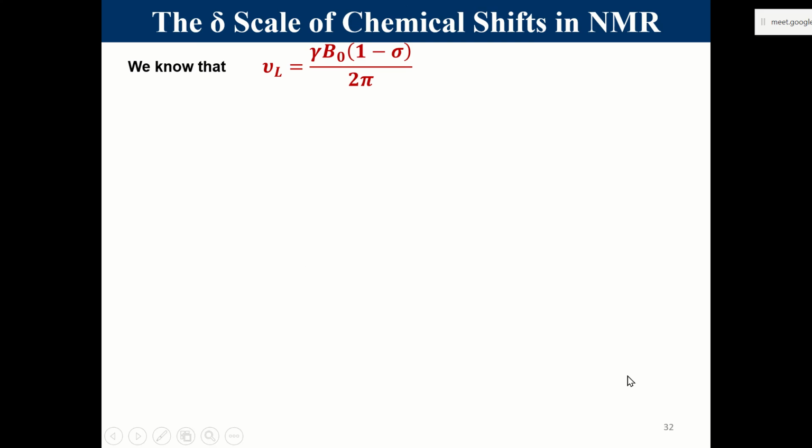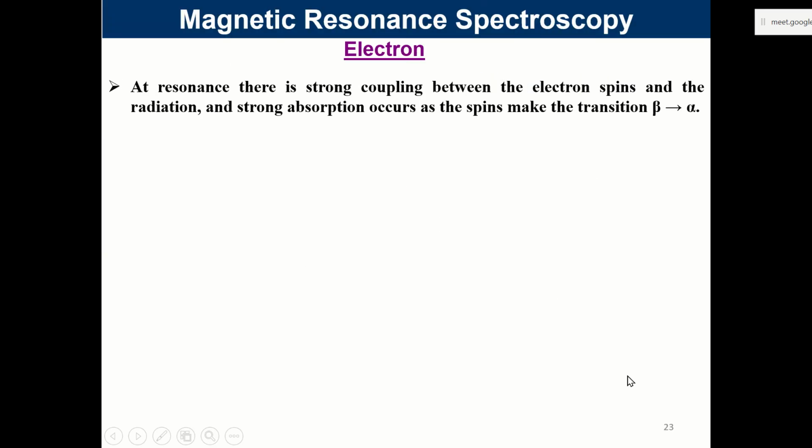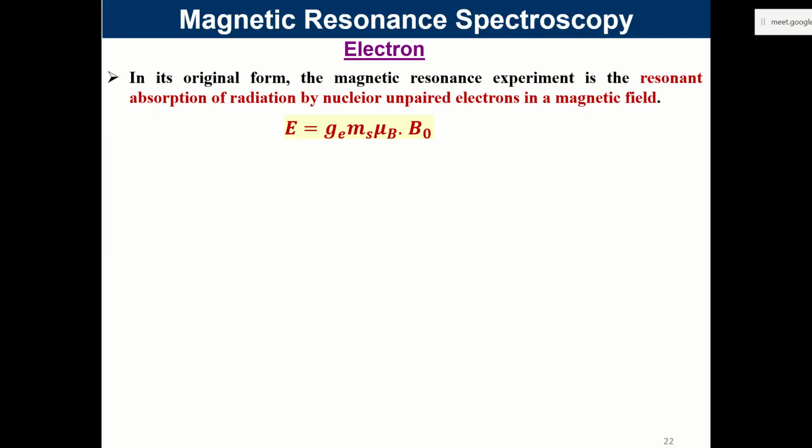So we have learned about the basics of what happens to an electron when it is put in a magnetic field.